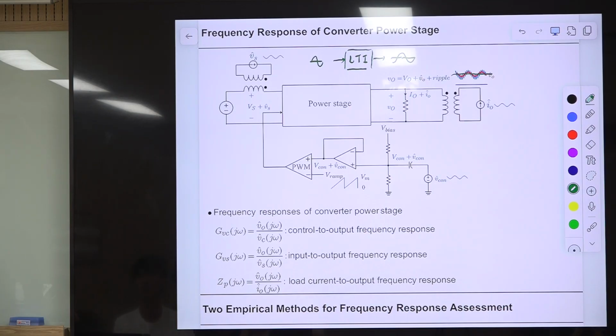Okay, so for the linear time invariant system case, consider this is the input, sinusoidal input, and this is the sinusoidal output. Okay, let me move this one down here.